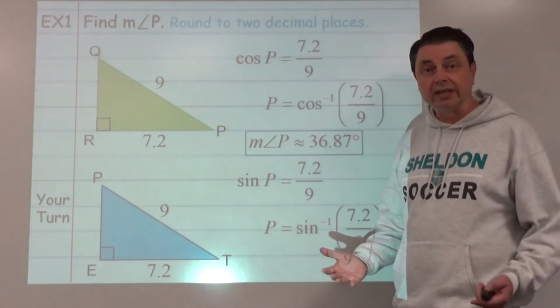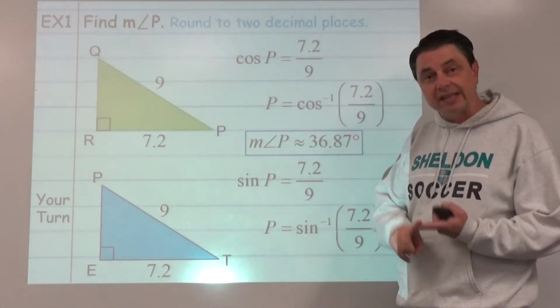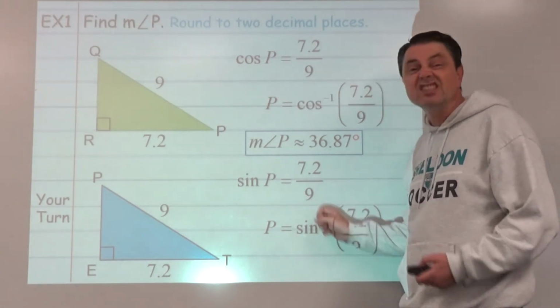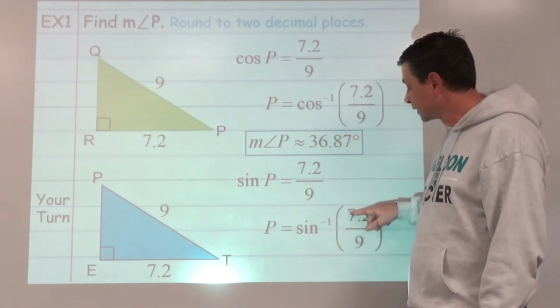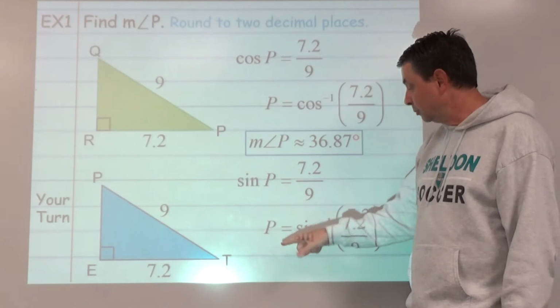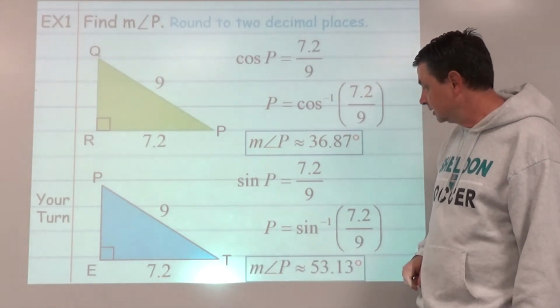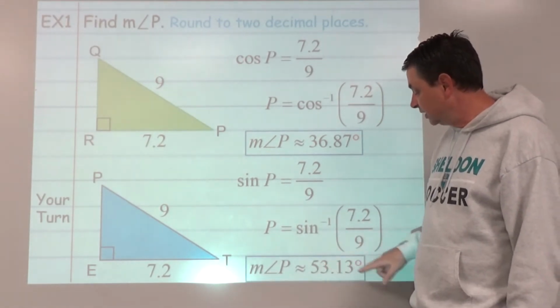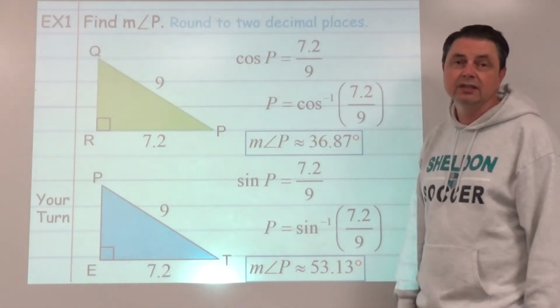We're ready to use the calculator. Second sine to get the inverse function, 7.2 divided by 9. We should get the measure of angle P is approximately 53.13 degrees.